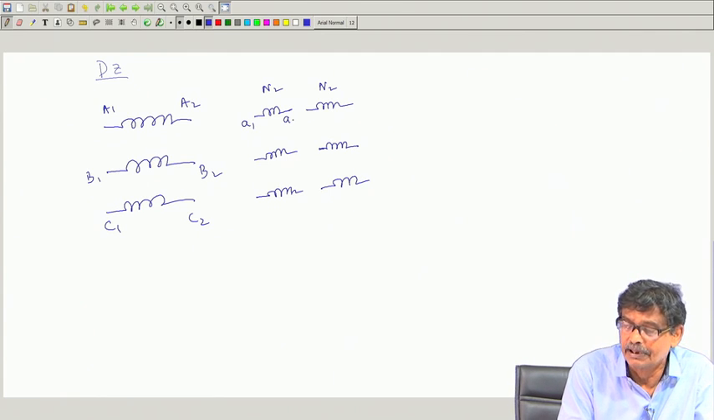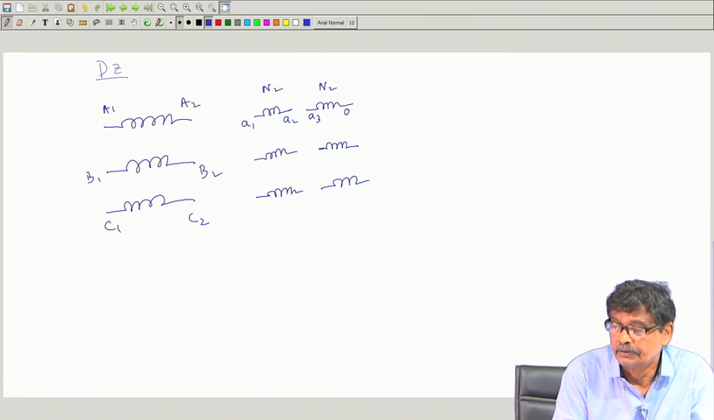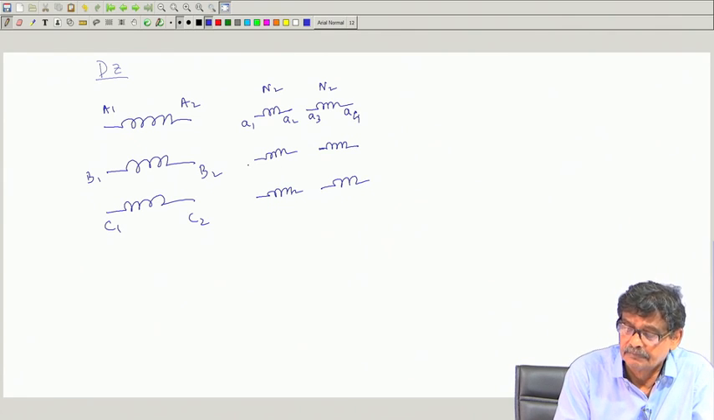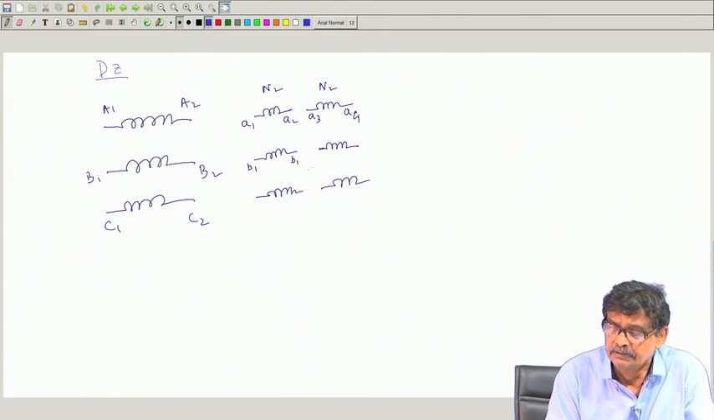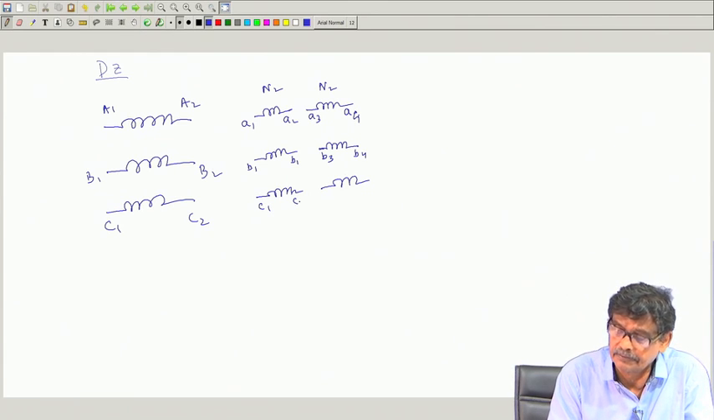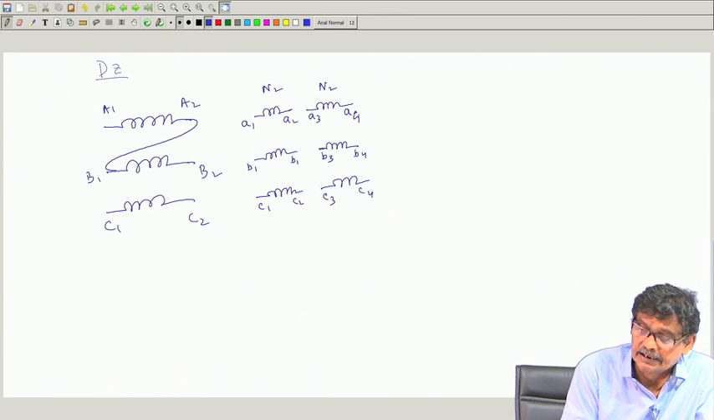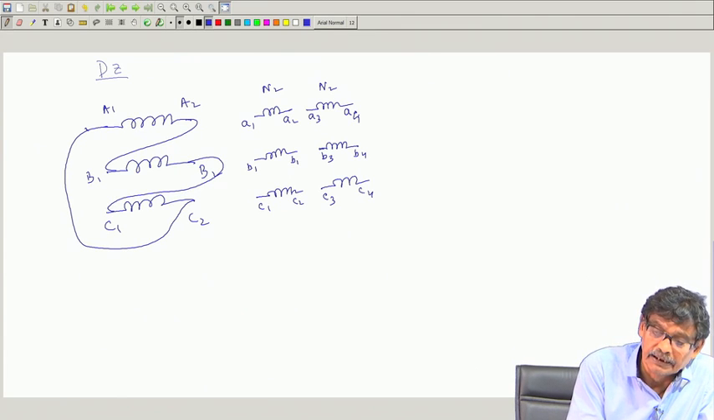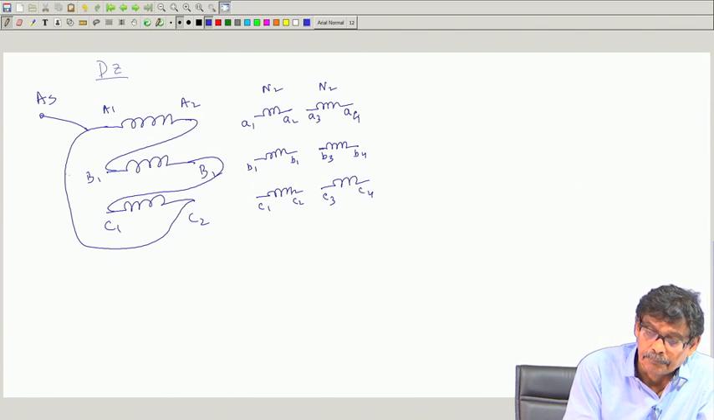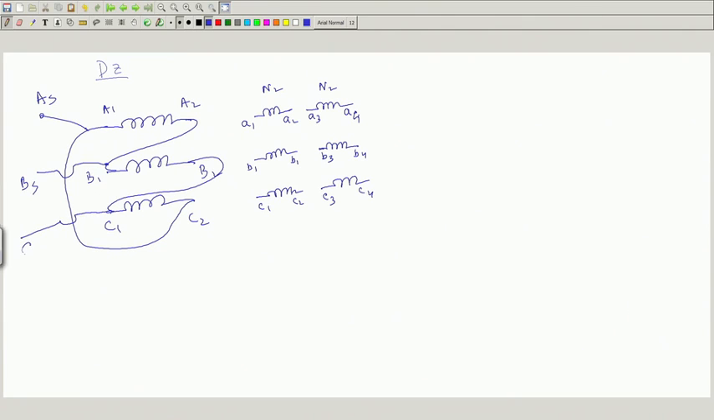It is essential to make a successful connection to mark the terminals meticulously. I mean, you cannot do arbitrarily something. B3 B4 and C1 C2, small c1 C2, small c3 C4. Now, suppose I have decided I will connect it like this, delta like this, and I will give supply AS here, supply BS there in the B phase, and supply C phase. That is how I will give supply.